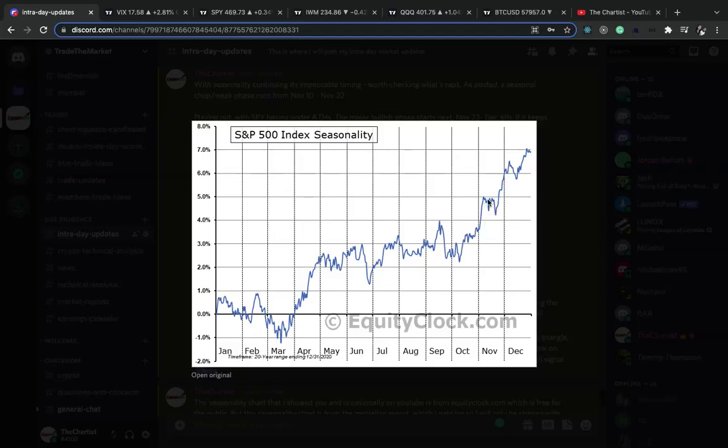This seasonal weakness doesn't have to follow perfectly. Sometimes it could just be choppy. Remember, it's based off of the last 20 years on average. Not every year is going to trade the same. Okay? 2021 is not going to trade the same as 2020, and not the same as 2019 and so on.